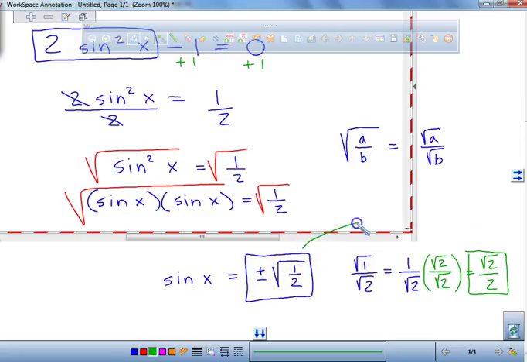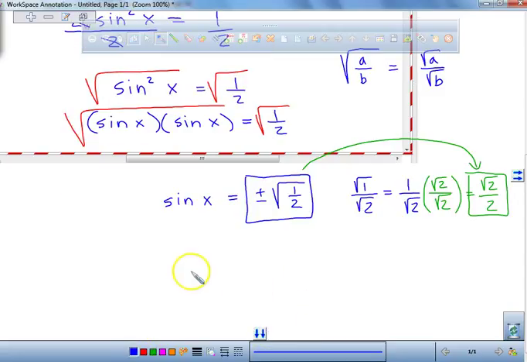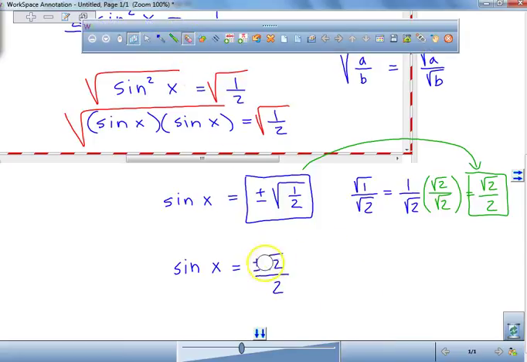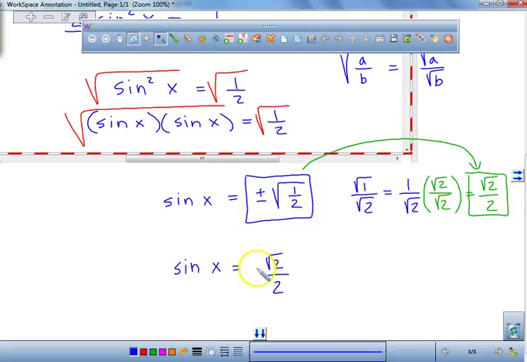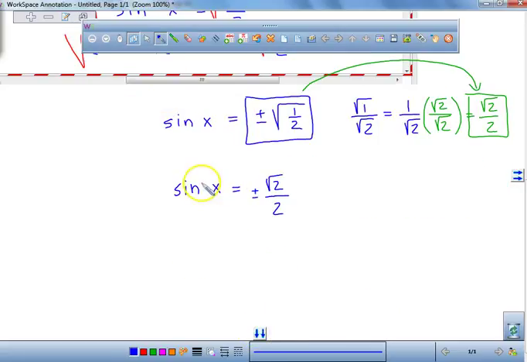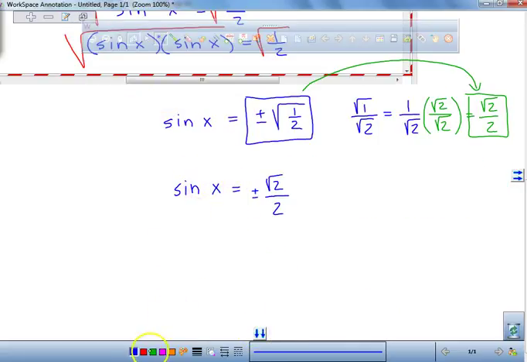So we started here, and what did we finally end up with? We ended up with the simplified version. So we have sine of x, which remember x just simply means theta, equals plus or minus radical 2 over 2. Now, if you wanted to figure out what x was, you could. Some of you already know what theta is. Some of you may not.